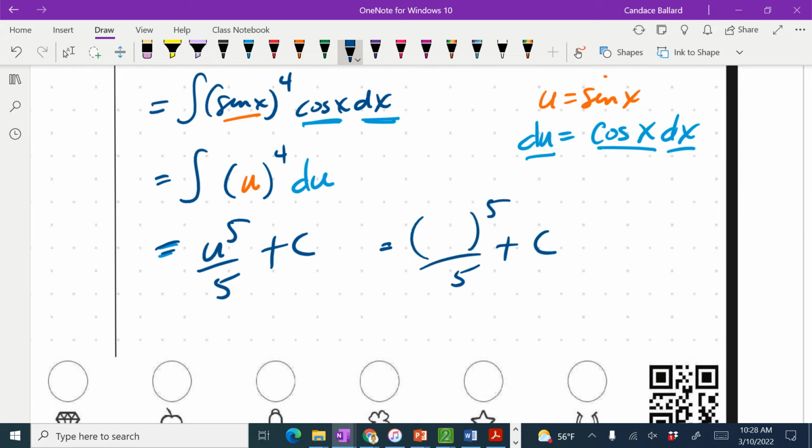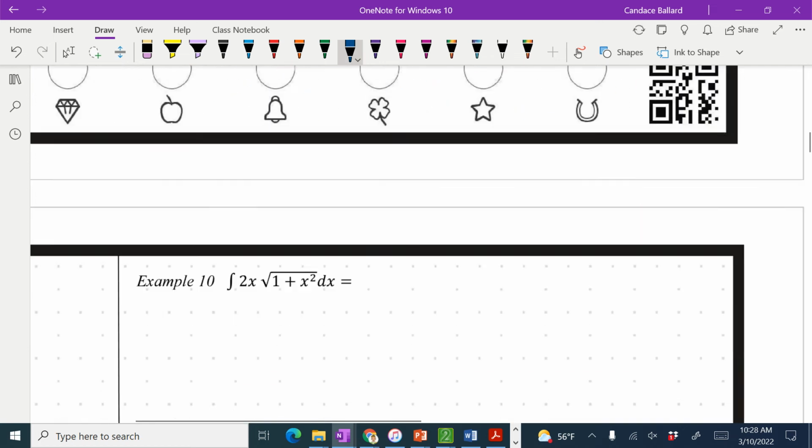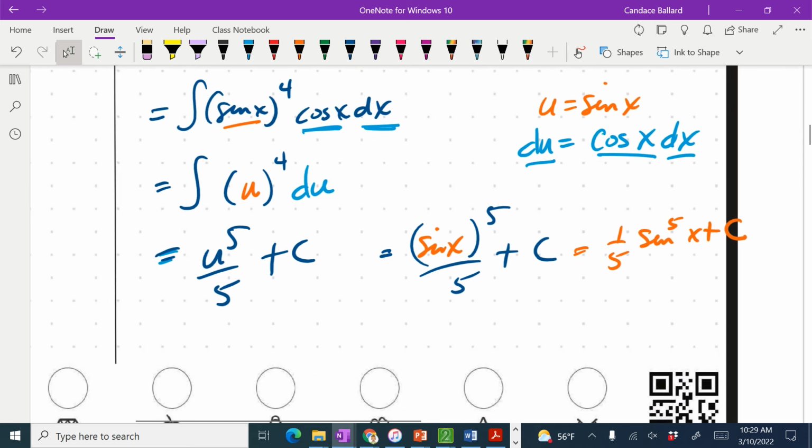We agreeing with where I'm going here? So u to the fifth over 5 plus c, and then sine of x to the fifth over 5 plus c. You could also rewrite it as 1/5 sine to the fifth x plus c. That's acceptable as well. And remember, if it was multiple choice, you'd need to understand both. Okay.